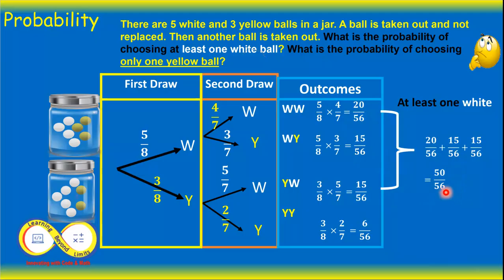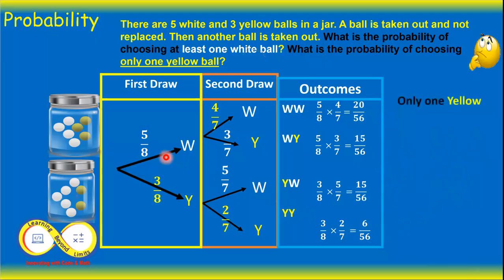The question also asks us what's the probability of choosing only one yellow ball. Well, the probability of choosing one yellow ball only would be either a white and a yellow or a yellow and a white. And so we would have 15 over 56 plus 15 over 56. When we add those up, the probability of choosing only one yellow ball would be 30 over 56.